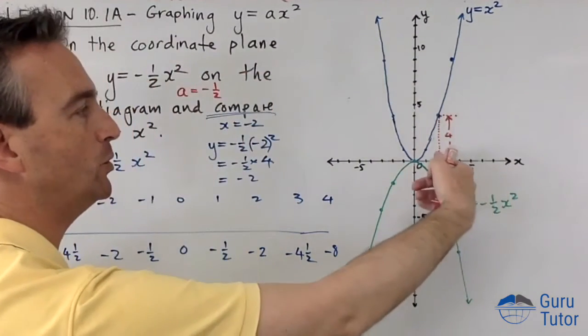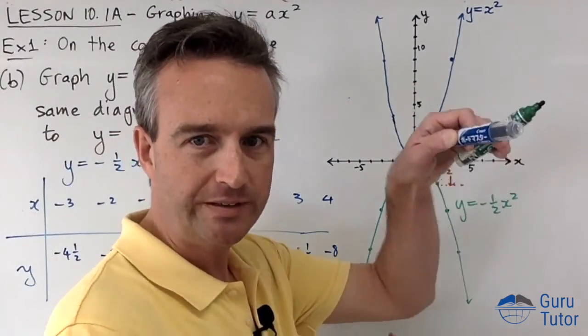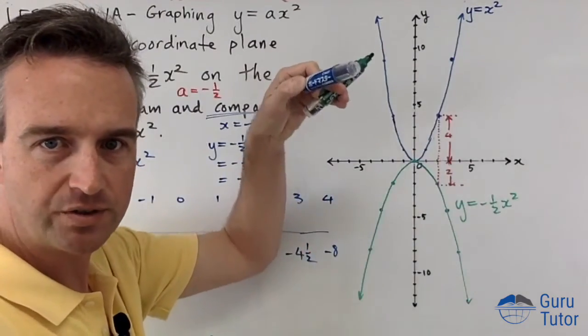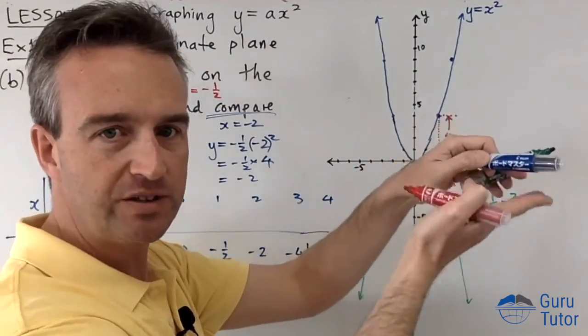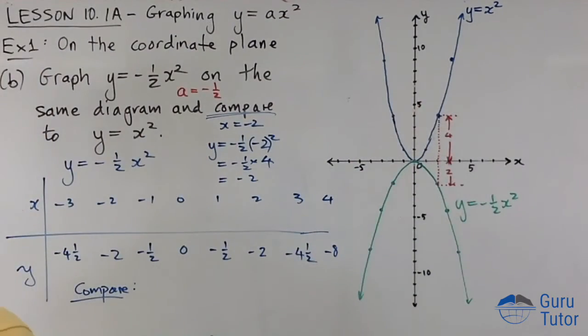So can you see that the blue one is sort of higher and the green one's kind of shrunk down a little bit like that? So we say vertically it's been shrunk or stretched. So this has been vertically stretched and it's been flipped. So what I'm going to say for our compare is, it's a vertical flip.